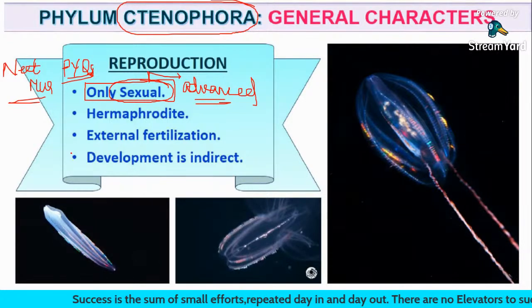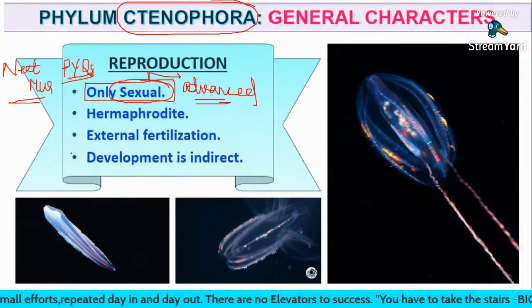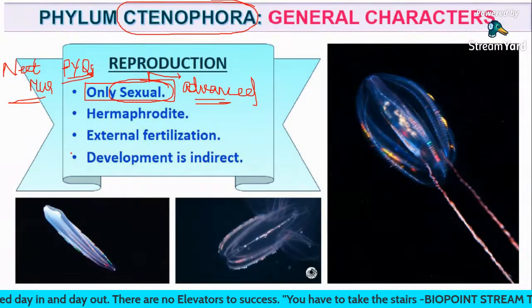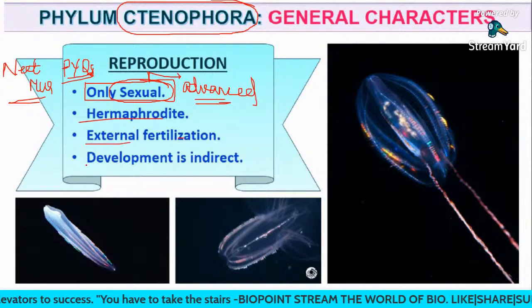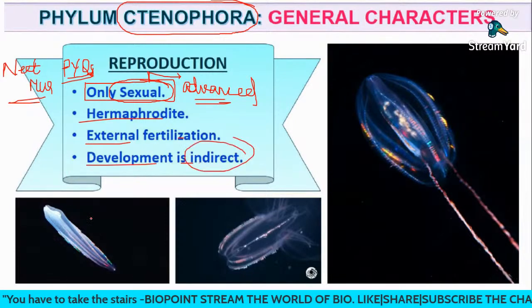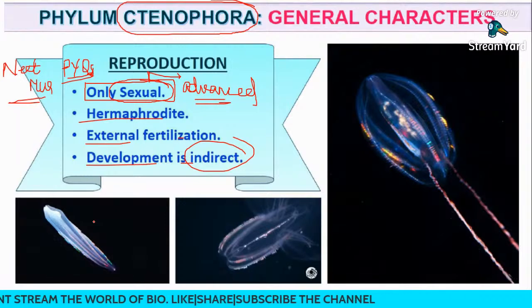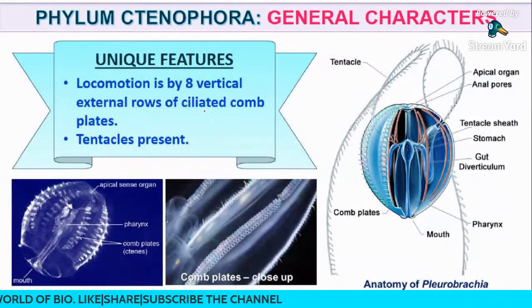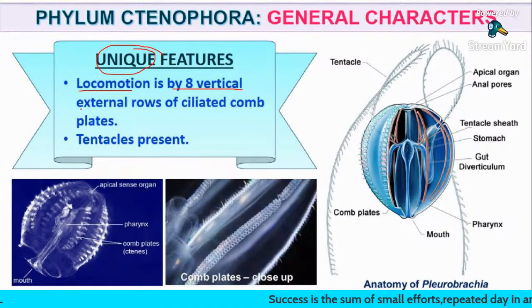Okay, so they ask you a question: which among the following acoelomates performs only sexual reproduction? It is Ctenophora. They are hermaphrodite. Their fertilization is external, and development is indirect. Okay, development is indirect. Then one of the most important unique features is that locomotion is by 8 vertical external rows.